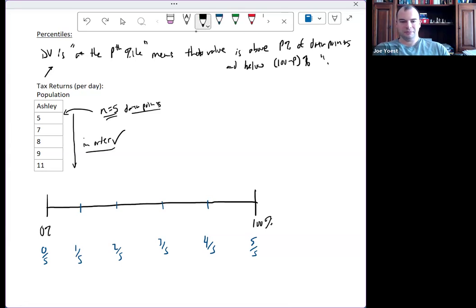I can work backwards from these fractions, and I know that 1/5 is 20%, 2/5 is 40%, 3/5 is 60%, and then 80% for 4/5. So by doing this, I've divided my line, my interval, from 0% to 100% into 5 subintervals, 5 chunks that are of equal size.